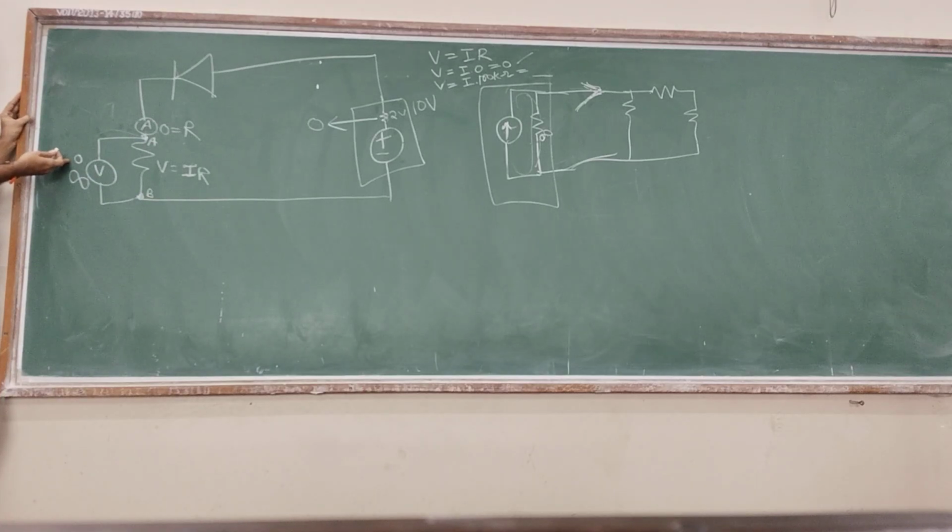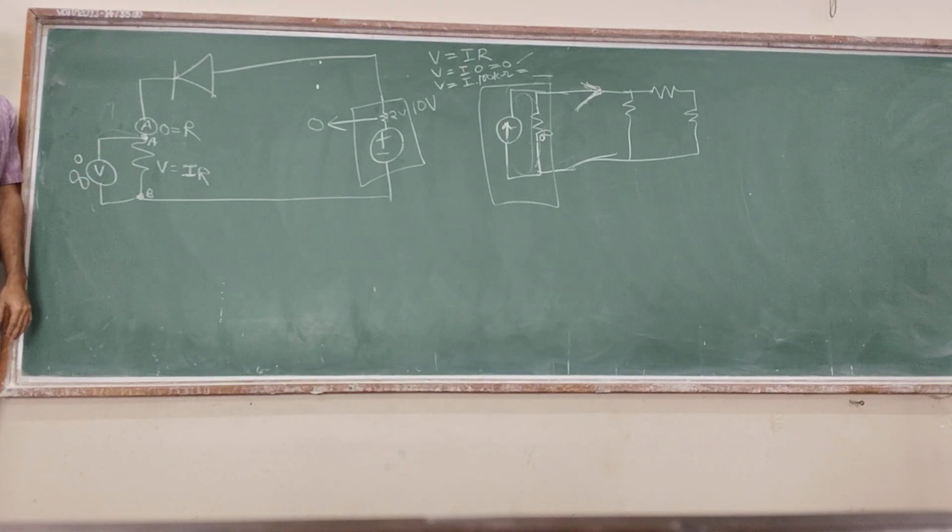Current always prefers the low resistance path. Correct? Therefore, current will start flowing through the voltmeter and it will not flow through the resistor. At that moment, what reading will be seen?